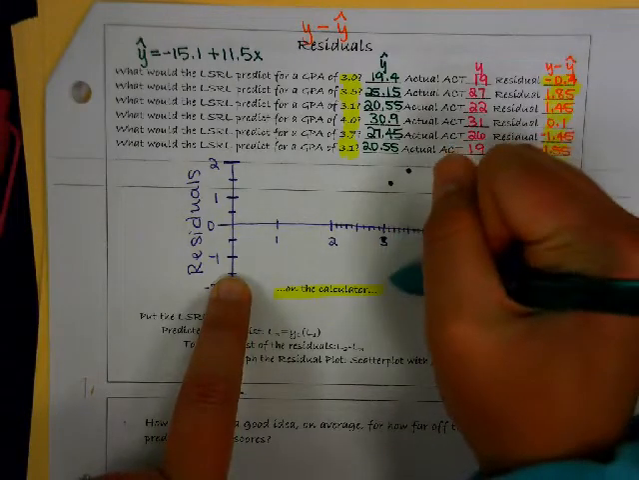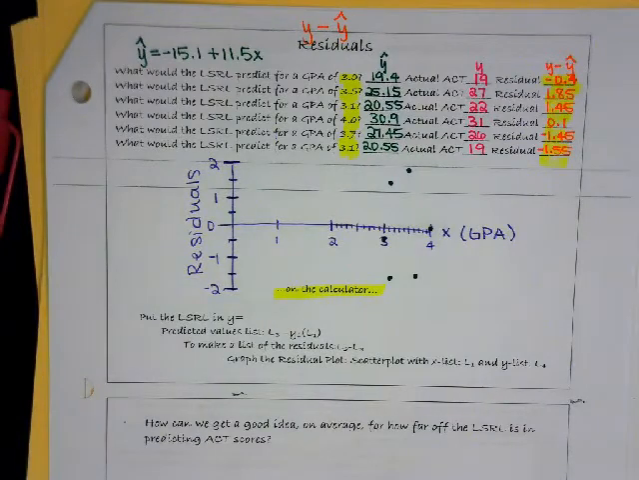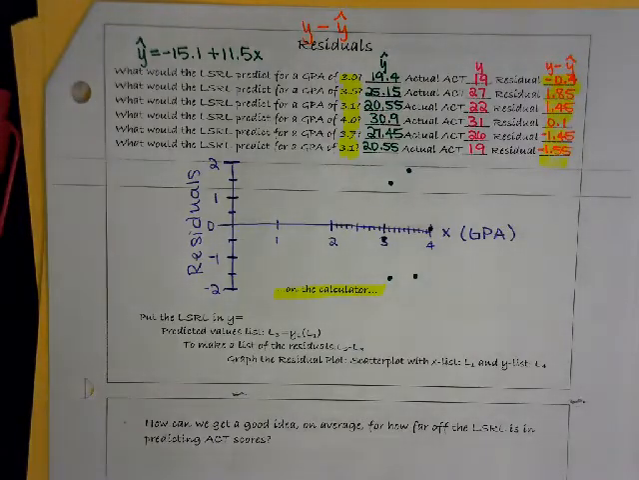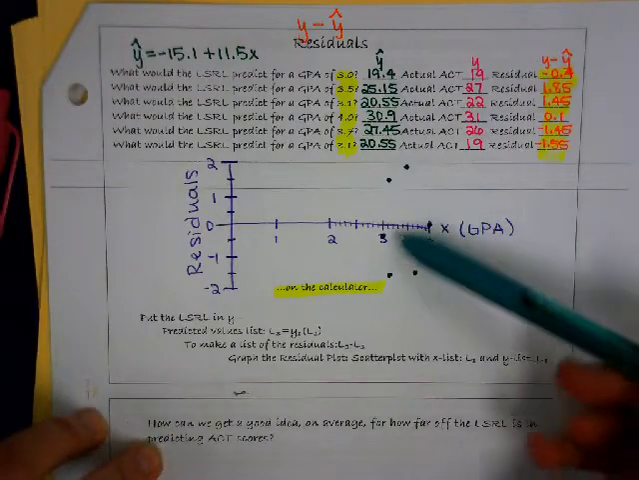Notice how on my residual plot, I had 6 pieces of data. 3 of them are above the x-axis, 3 of them are below. Residual plots should have about an equal amount of data above the x-axis and below.